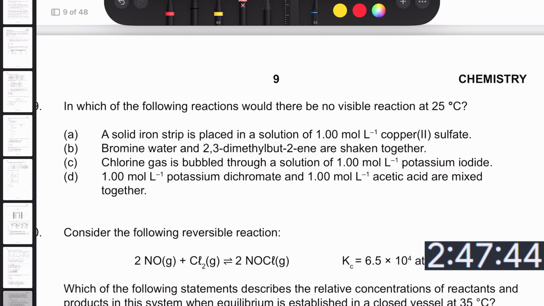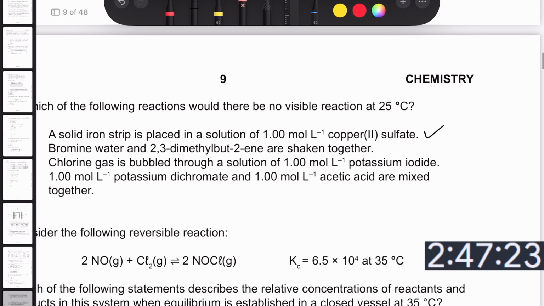In which of the following reactions will there be no visible reaction at 25 degrees Celsius? Let's see. Solid iron strip is placed in a solution of 1 molar copper(II) sulfate. So I need solid Fe and then copper sulfate. Copper. So that will be. It's not this one.